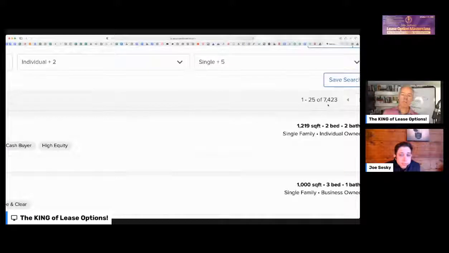7,400 houses for sale listed in Florida for over 60 days. Now, we keep hearing about how hot Florida is, and yes, it's physically hot, and it is a strong market. I'm not going to discredit that, but the point is, it's not that way for everyone.